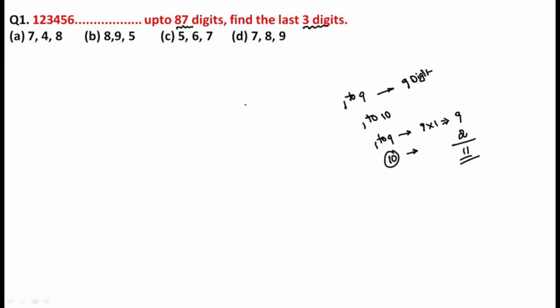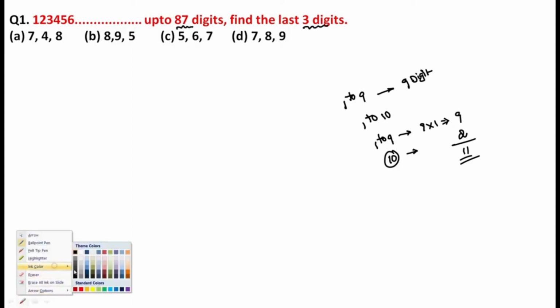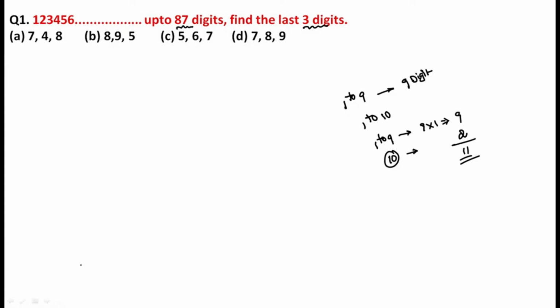Now find the last 3 digits, guys. It's an 87 digit number. If it is an 87 digit number, what are the last 3 digits? You need to identify that. First, the total digits in the given question are 87. Out of 87, you subtract 9, because these 9 are all single digit numbers. If you subtract, you get 78. Now, those 78 digits are made of 2-digit numbers.